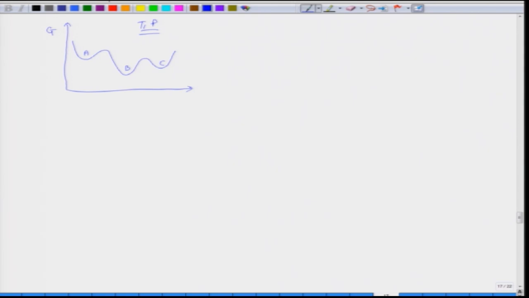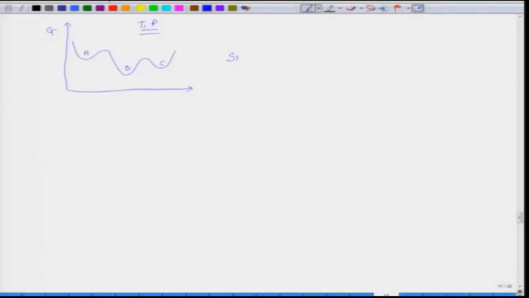How many stable states are there? Right. So, there is only one stable state, and which corresponds to the global minimum in the Gibbs free energy, and that is B. So, the stable state here is B. A and C are equilibrium states, but they are not stable states. The criteria for stability is the Gibbs free energy has to reach the global minimum, and global minimum here is B. A and C are referred to as metastable states.